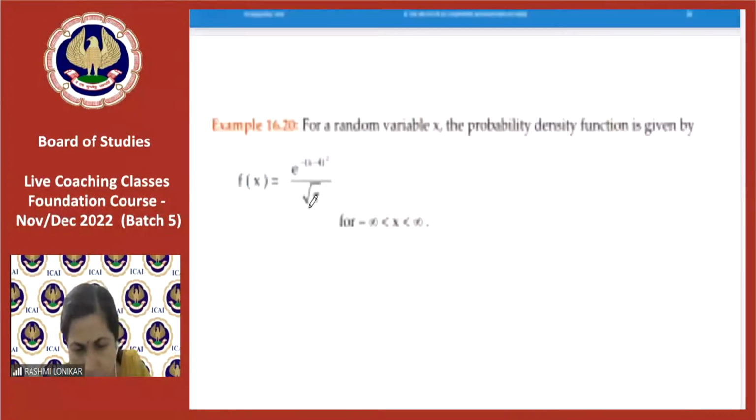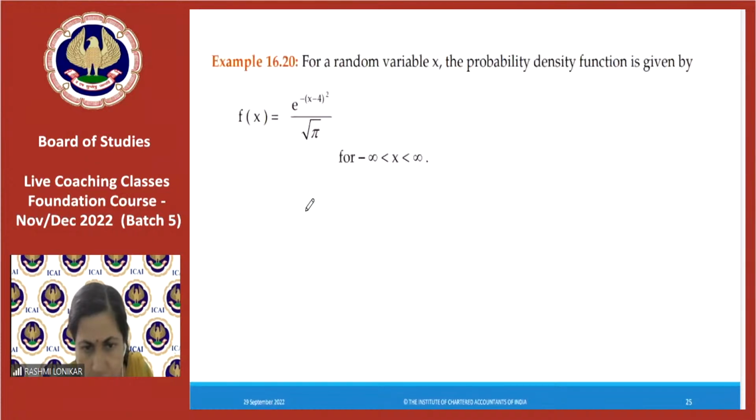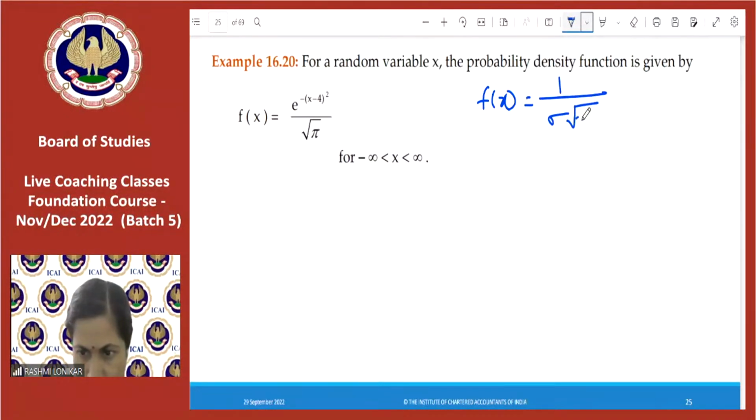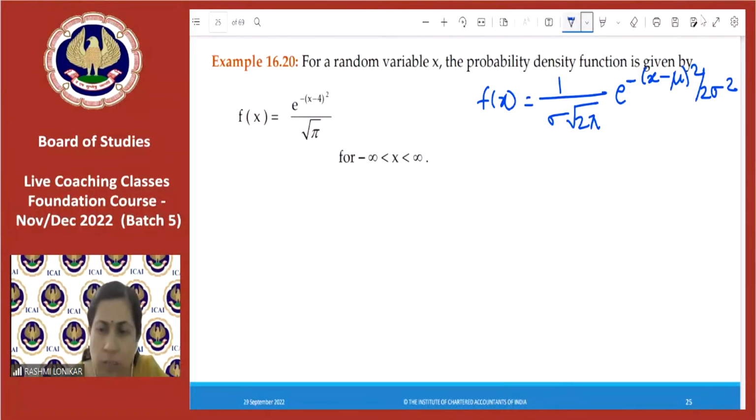So now let us talk about the question that we are doing. We want to find out this. Now let us see the formula. What is the formula for f(x)? f(x) is equal to 1 upon sigma square root of 2 pi, e raised to minus (x minus mu) whole square upon 2 sigma square. Now here you can't see this 2, and here also you can't see this 2.